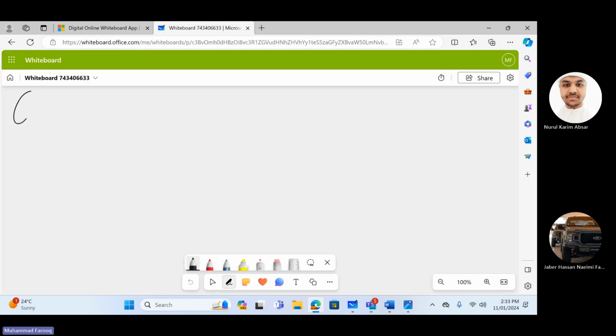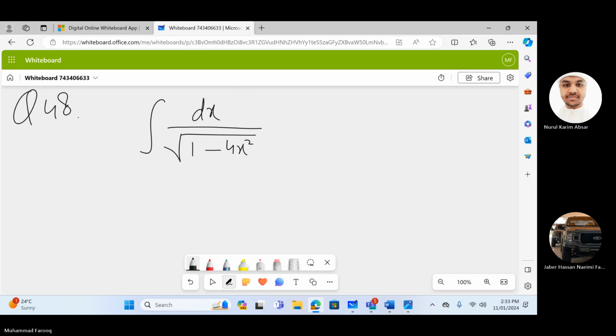Okay, question 48, 7.6, integration of x divided by the square root of 1 minus 4x squared. First of all, I give you some general rules, which you have to apply in each and every question. Whenever you have an integration question with a square term and some value multiplied here, step one: make the coefficient of x square always one. How do I make it one? You take 4 as a common factor.